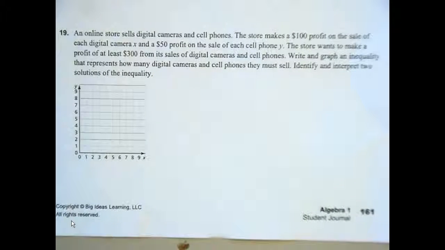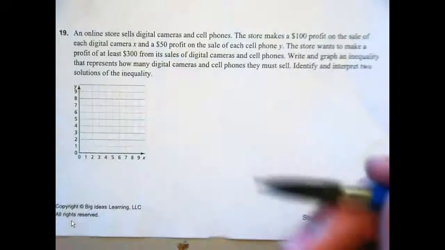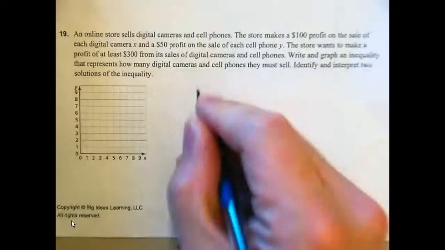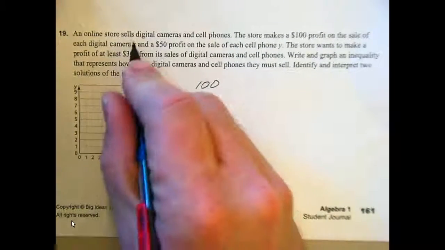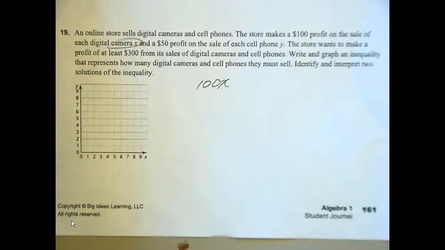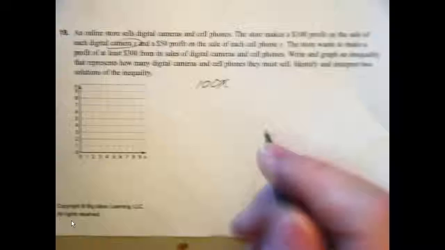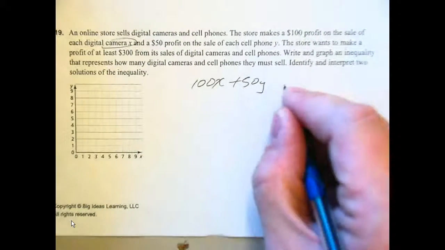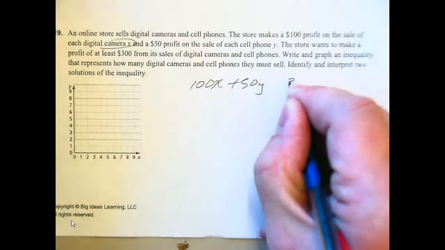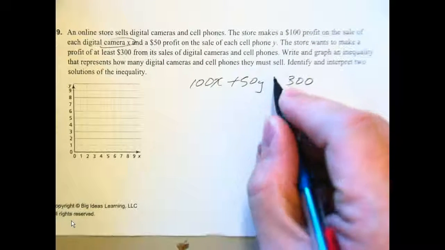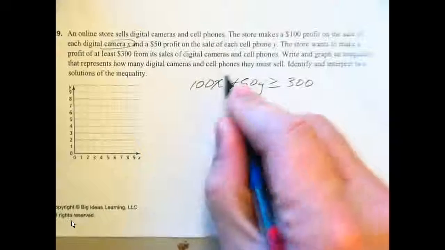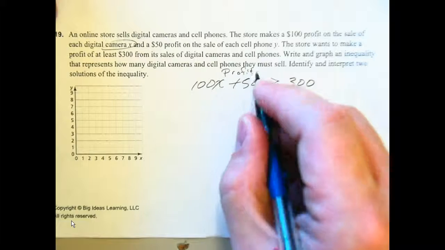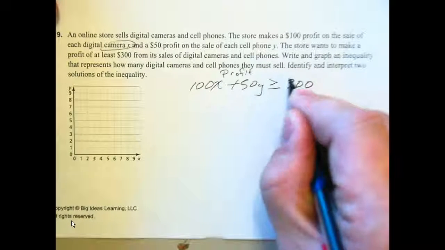Okay, ladies and gentlemen, what's the rate for camera? Profit of our camera is 100. 100 per camera. What's the profit for a cell phone? 50. That gives us a total profit that we want to be at least 300. At least 300. What symbol goes here? Greater than or equal. This is our profit for the cell phones and cameras. Okay, and we want our profit to be bigger than that much.